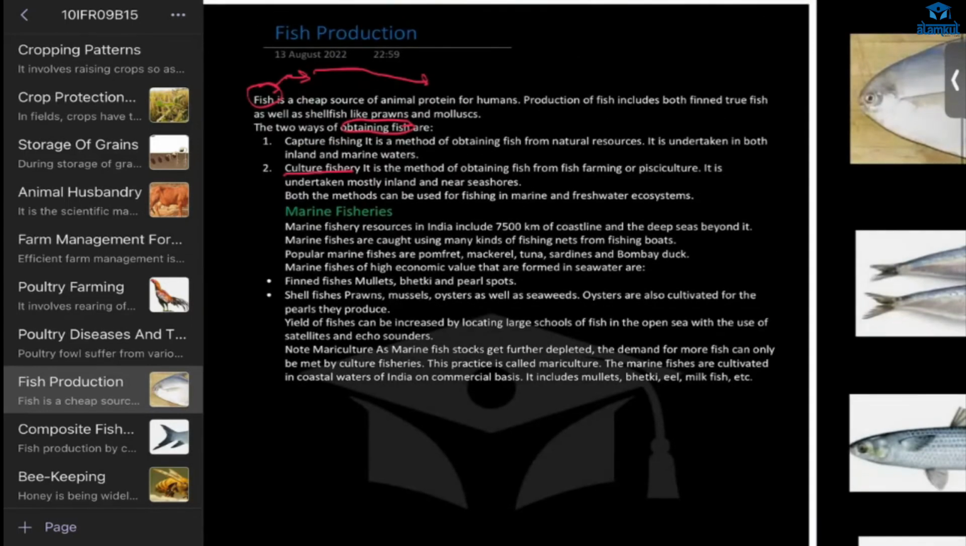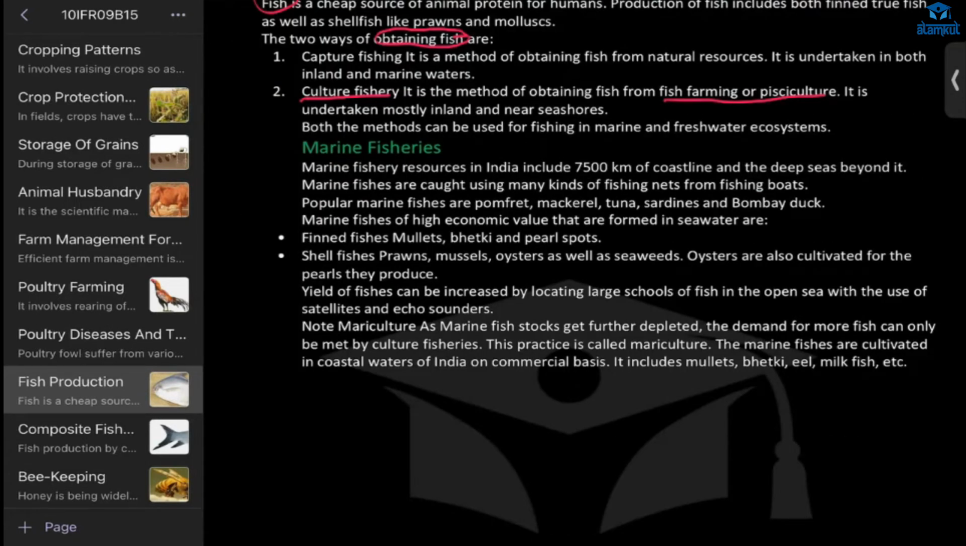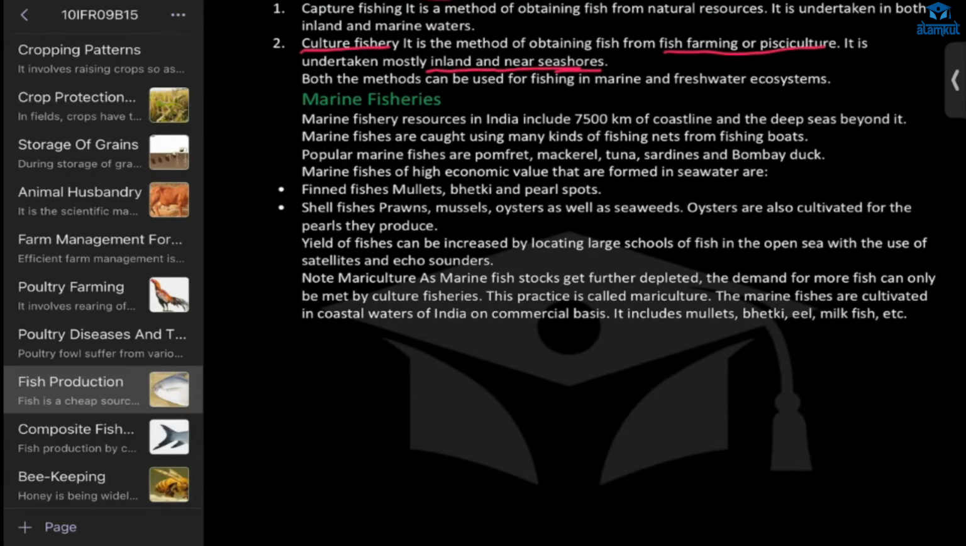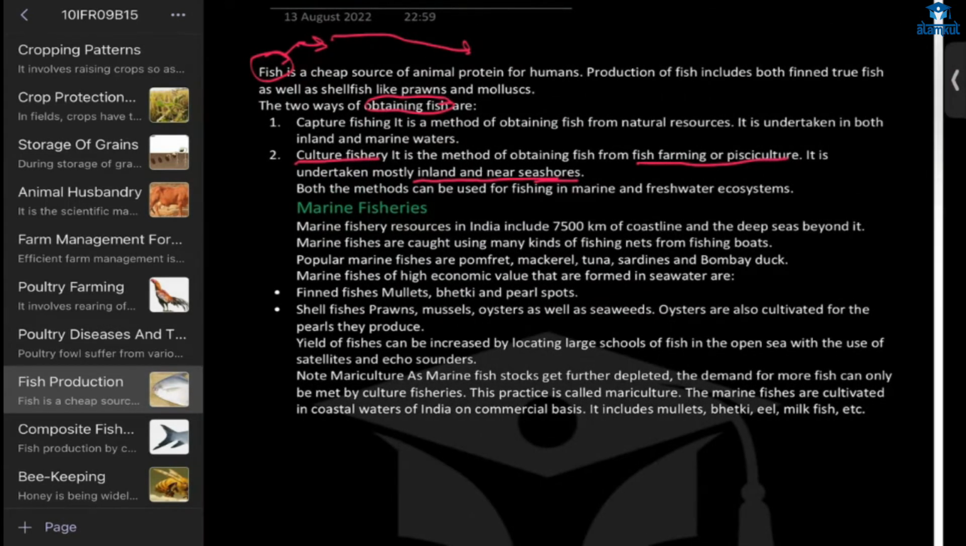And what is this called? Fish farming or pisciculture. And this mostly happens in inland areas and near sea shores. Inland, what is inland? Near a pool or in a pool, then the shores. There it is also done. The ponds, the lakes, there also. And they can also be kept in tanks. Now, marine fisheries. These fisheries are found in the coastal areas, and in the deep sea.